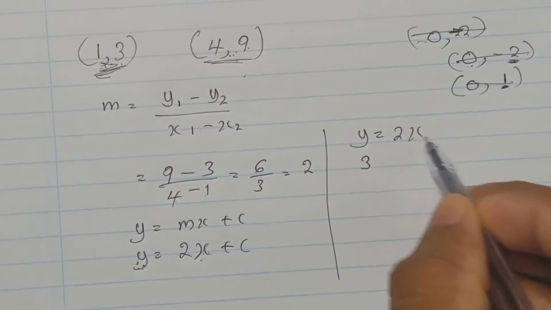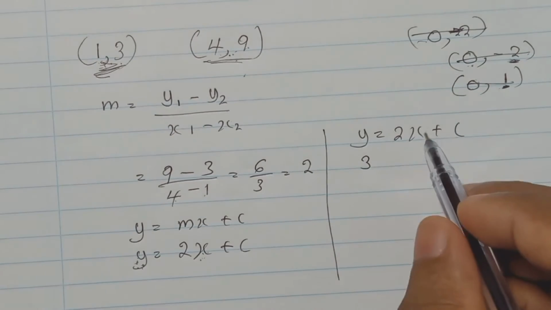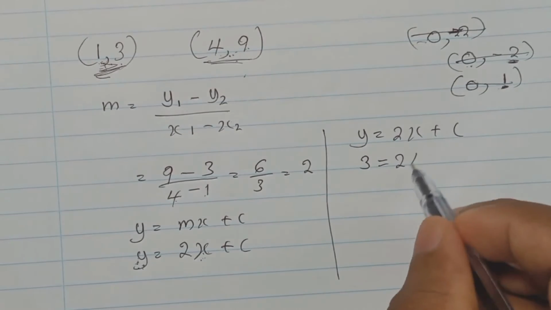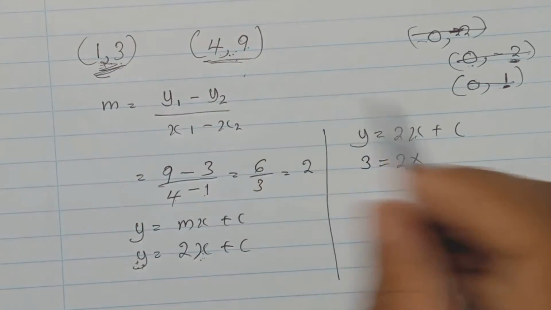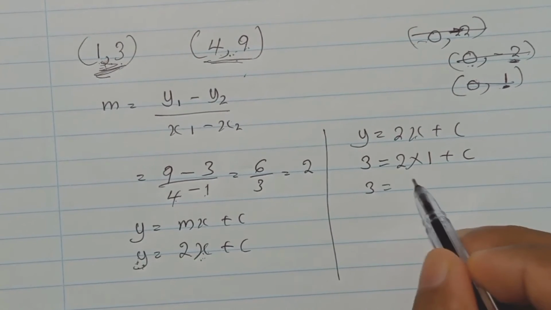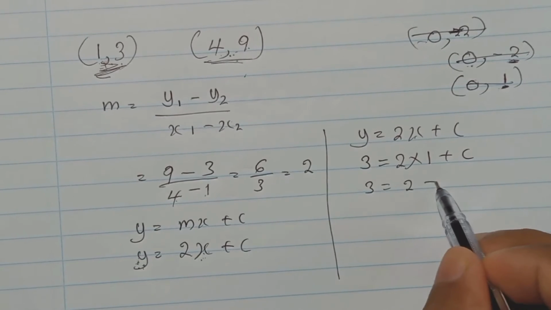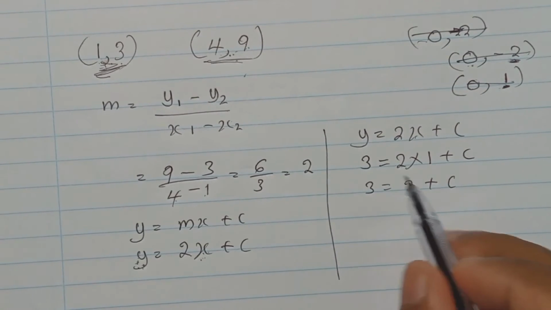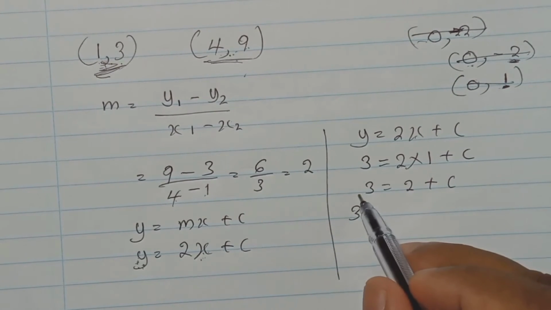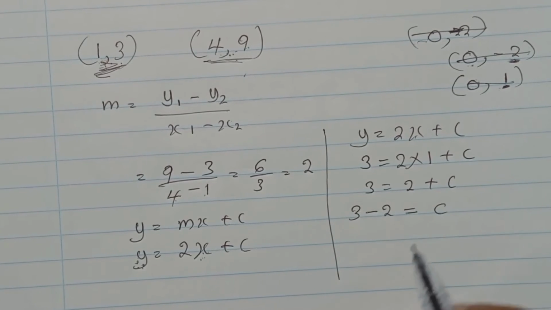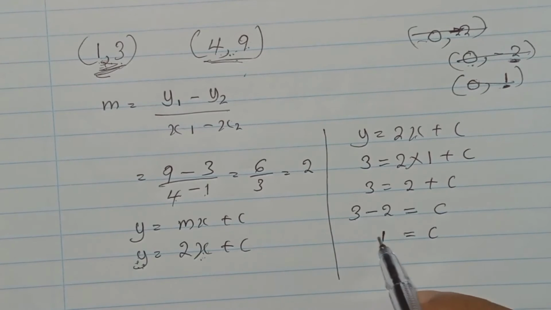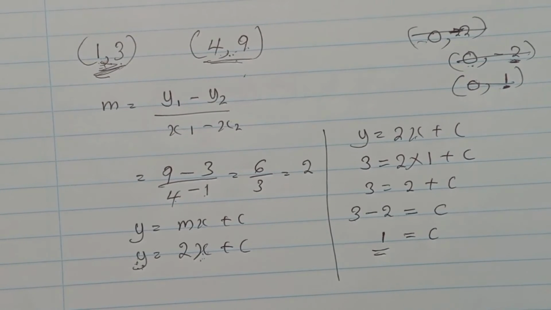I will write the same equation again. For the y I will put this y value 3, 2 into x, which is 1, then plus c. Now I need to find c, so here will be 3 equals 2 into 1, 2, plus c. Now the 2 I will bring here, so 3 minus 2 equals c. Now 3 minus 2 means 1, so the y-intercept is 1.